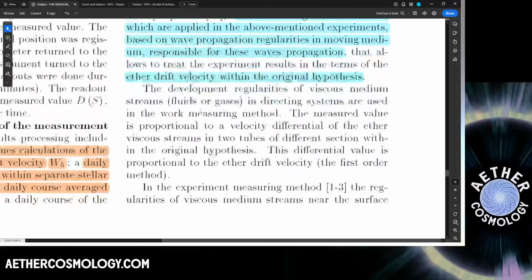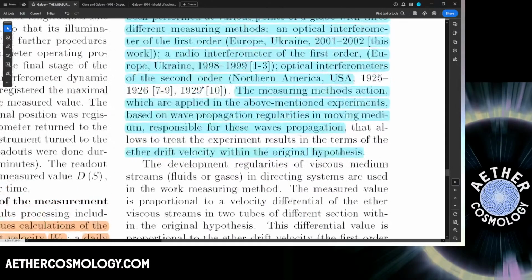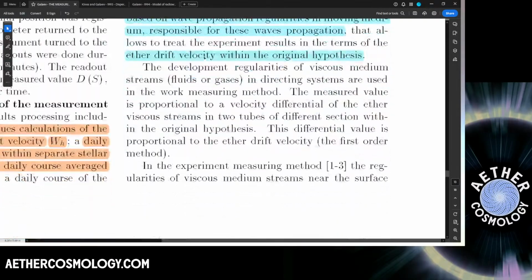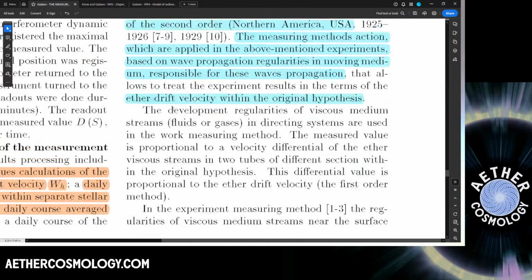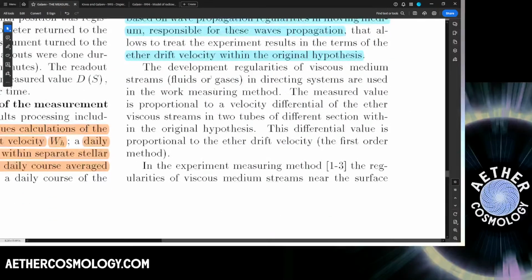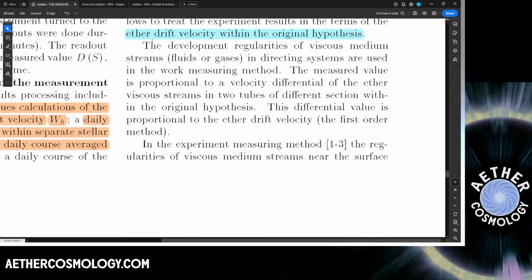So, the development regularities, this is where we are, right? Yeah, I can take over. The development regularities of viscous medium streams, fluids or gases in directing systems are used in the work measuring method. The measured value is proportional to a velocity differential of the ether viscous streams in two tubes of different section with the original hypothesis. This differential value is proportional to the ether stream velocity, the first order method.